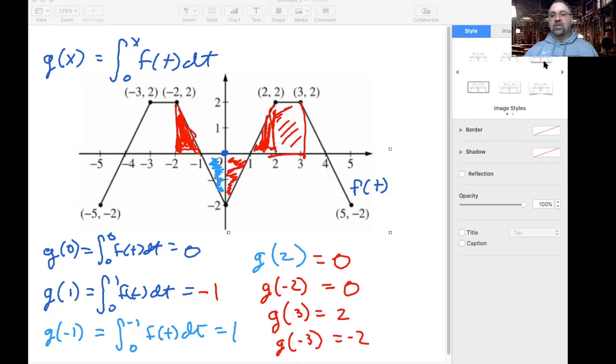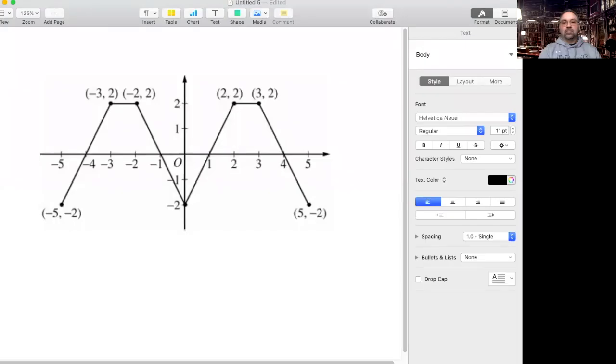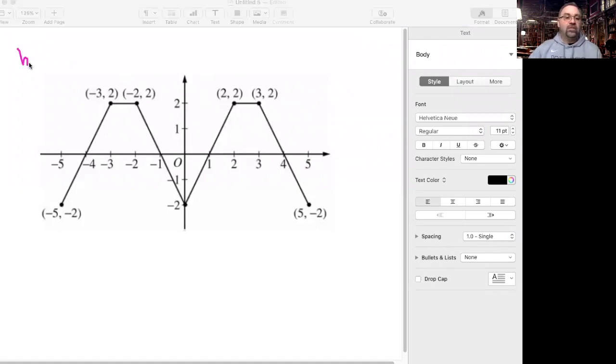Oops, I gotta clear my drawings there. All right. So now that we've got a clear graph again, I just wanted to imagine what would happen if we changed our function again. This time, my annotation tool disappeared on me. Here we go. This time I'm going to define a new function, h of x.